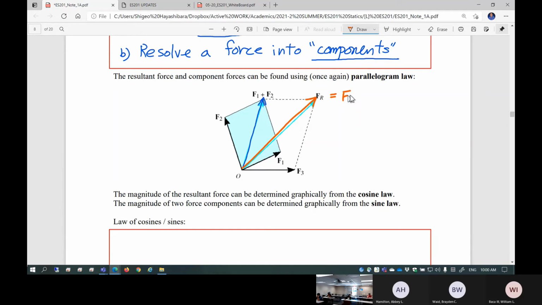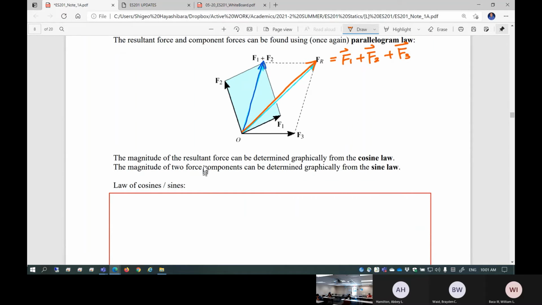So this is the resultant of three forces: F1 plus F2 plus F3. How would you do that? Of course, you're going to use geometry. As you notice, this is a bold typeface font. The magnitude of the resultant force can be determined graphically from the cosine law. This is quite important. The magnitude of two force components can be determined graphically from the sine law.